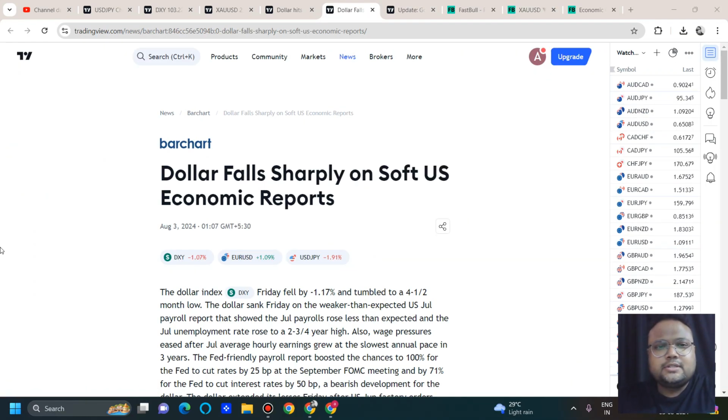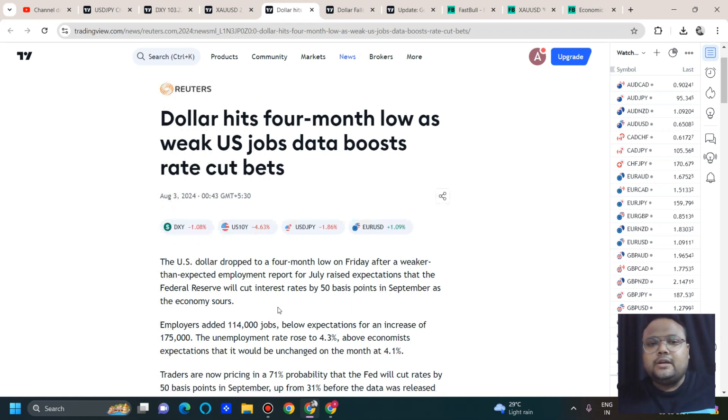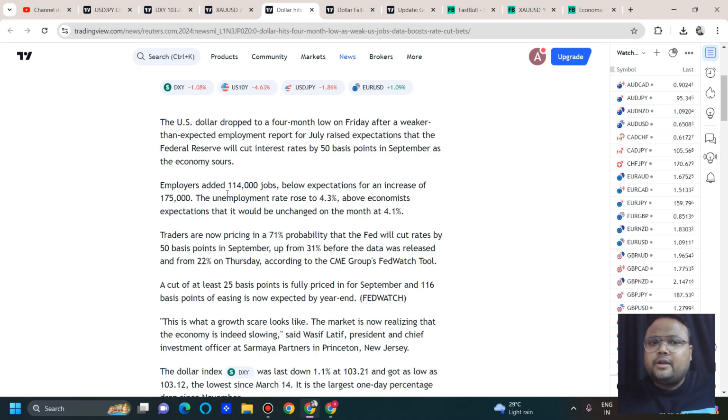Let's look at the market sentiment first. Dollar falls sharply on soft US economic report. Dollar hits 4-month low as weak US jobs data boosts rate cut bets. The US dollar dropped to a 4-month low on Friday after a weaker than expected employment report for July raised expectations that the Federal Reserve will cut interest rates by 50 basis points in September. Employers added 114,000 jobs, below expectation for an increase of 175,000 jobs. The unemployment rate rose to 4.3, above economists' expectations that it would be unchanged on the month at 4.1. So expectation was 4.1, it came 4.3.